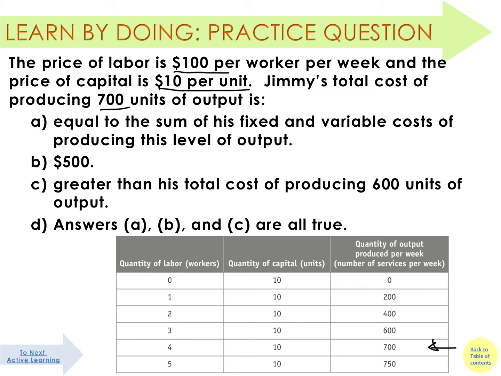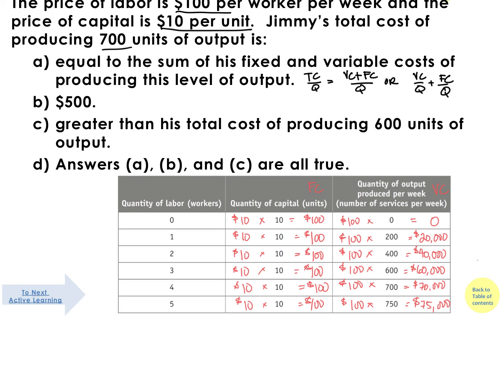Go ahead and pause it and work the problem. Then we'll solve it together. So here's the calculations. I just took the price times the quantity of both the fixed cost and then also the variable cost.